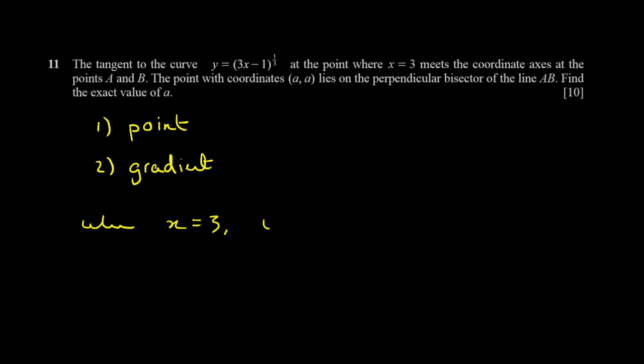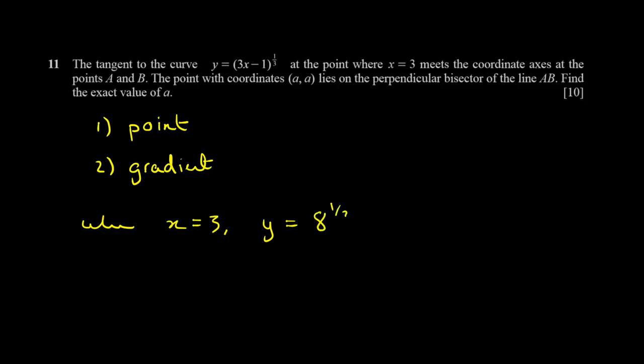Okay, if we want to find the tangent line, don't we need 2 things? The first thing we need is a coordinate point on our line. And the second thing we need is the gradient of the line. If we've got those 2 things, we can find the equation of any line that we want. So, how do we get the coordinate point? We are going to have to substitute x is equal to 3 into the curve. So let's do that. When x is equal to 3, y is going to equal 3 times 3, which is 9, minus 1, which is 8.